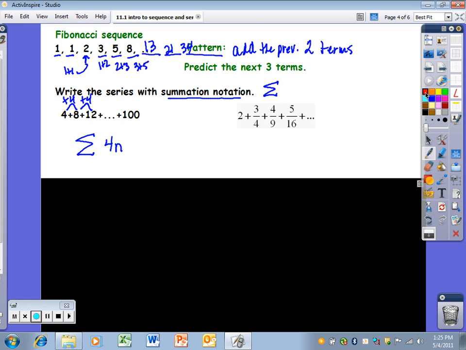Let's see. When I put my 1 in here, do I get 4? Yes. 2, do I get 8? Yes. 3, do I get 12? Yes. Well, how many terms are there from 4 to 100? Well, I know I start at 1. And where do I end? Well, if we take our rule, 4n equals 100, won't I have my final n? So if I divide by 4, n is 25. So I go from 1 to 25 terms. And this thing is my sequence. N equals 1 to 25 of 4n.